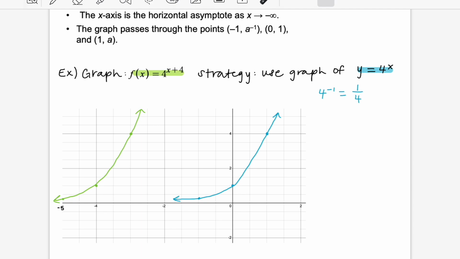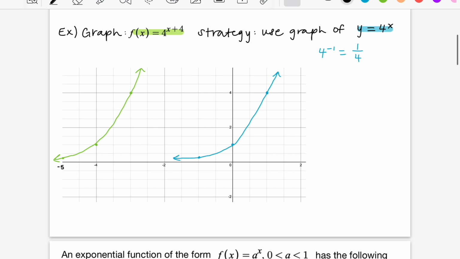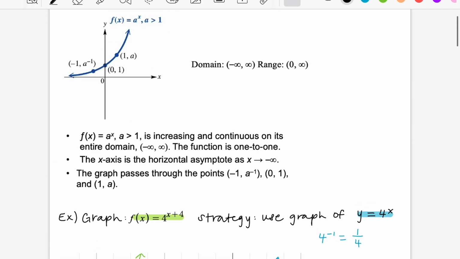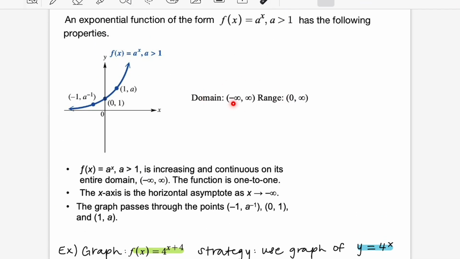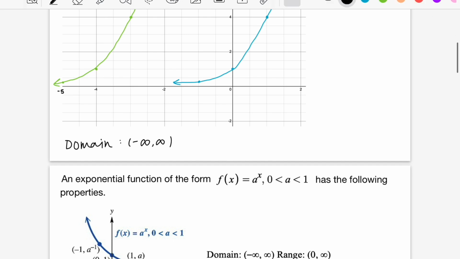Alright, and then lastly, the domain of our function is just going to be all real numbers. So our function is of this form here, and then our range is also going to be 0 to infinity.